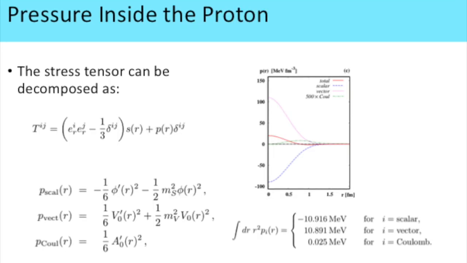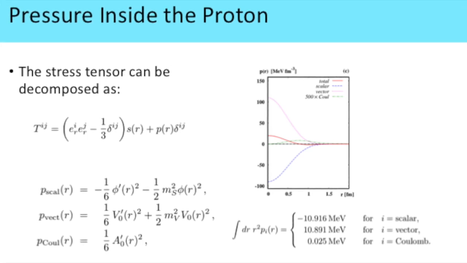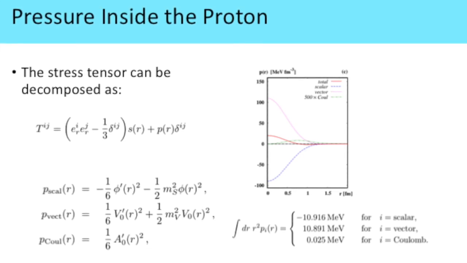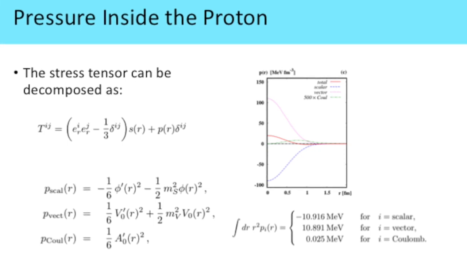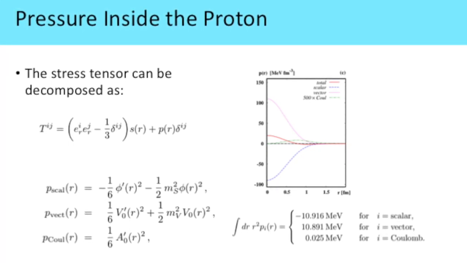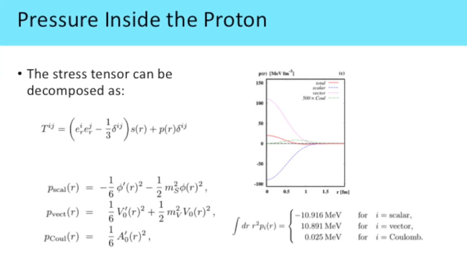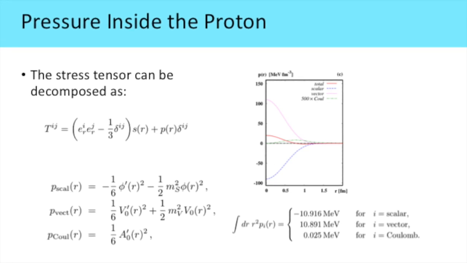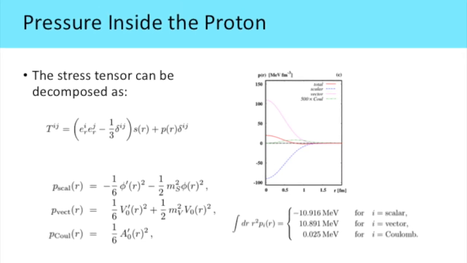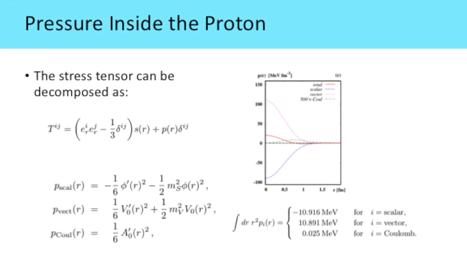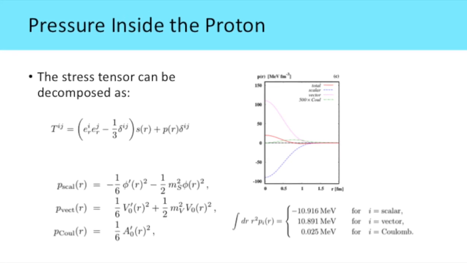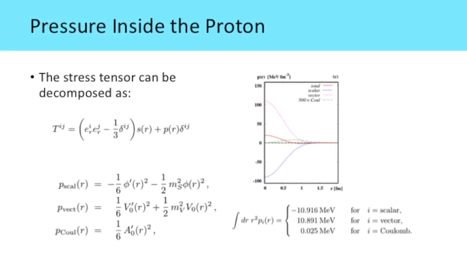In order to analyze the pressure inside the proton, we use the stress tensor, the T^ij component of the energy momentum tensor as shown earlier, and decompose it into a traceless part associated with the shear forces and a trace associated with the pressure. This relation is shown in the first equation of this slide, where e^r_i is the unit vector in the radial direction. If we solve for the individual contributions of the pressure, we get the equations at the bottom of the slide. When we integrate over space, we get the values depicted. This is shown graphically as well.